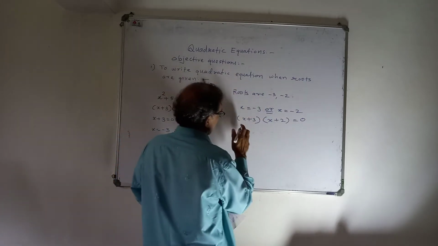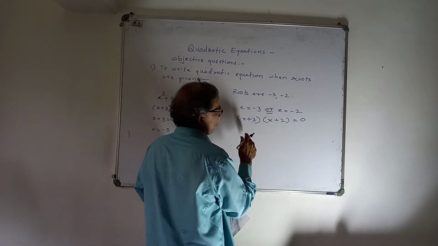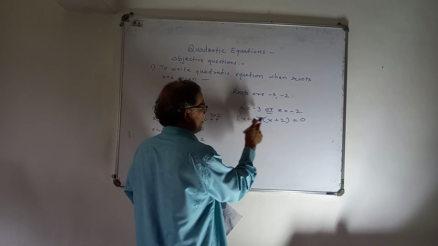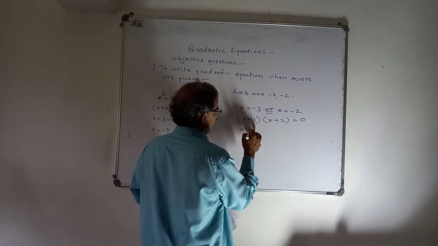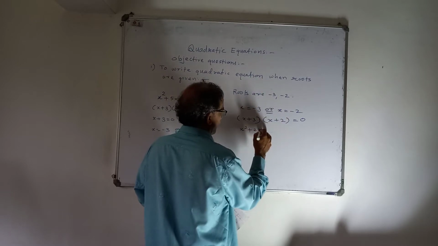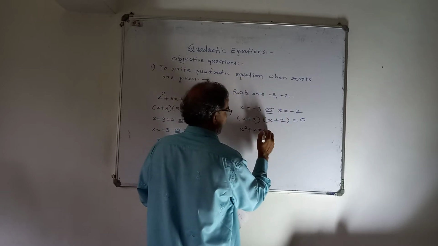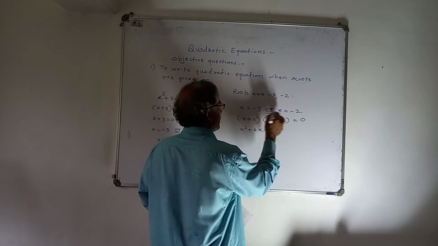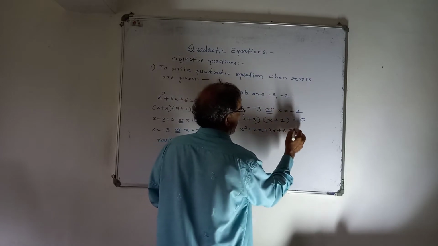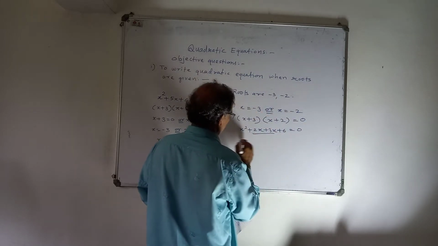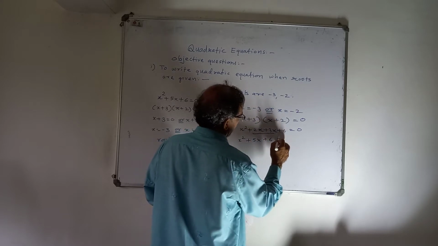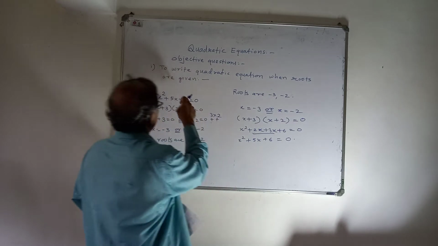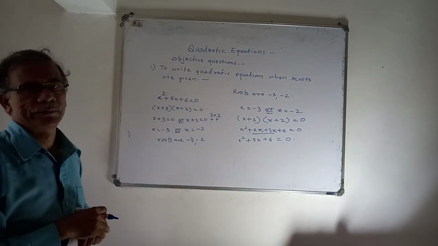Then you simplify this. Now there is an identity, but I shall not use the identity. Take the first term, multiply both the terms. x into x, x square, plus x into 2, 2x, plus 3 into x, 3x, plus 3 into 2 means 6 is equal to 0. Now these are like terms, we can get x square plus 5x plus 6 is equal to 0. See, this is the quadratic equation.